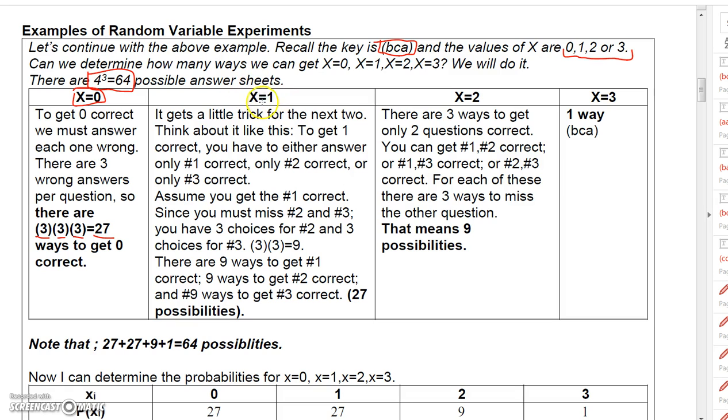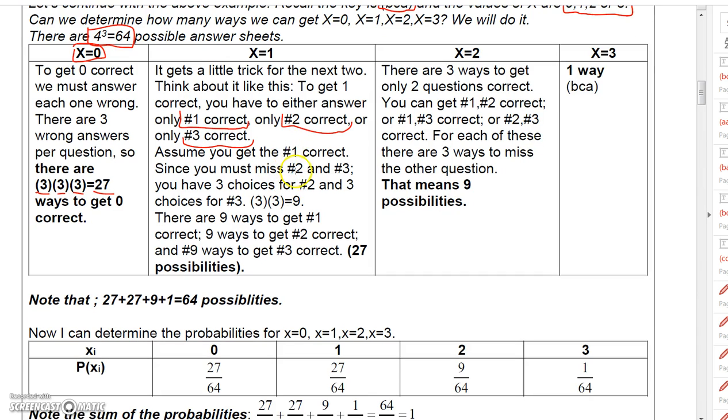Now, this one gets a little tricky. If X equals 1, think about it like this. To get 1 correct, you have to either answer number 1 correct and get 2 and 3 wrong, or you have to answer number 2 correct and get 1 and 3 wrong, or you have to answer number 3 correct and get 1 and 2 wrong. Well, let's assume you get number 1 correct. Then that means you miss 2 and 3. There's only 1 choice for number 1, the correct answer, and for 2 and 3 there's 3 choices each in order to get the first one correct and the second 2 wrong. So if you multiply 1 times 3 times 3, that's 9.